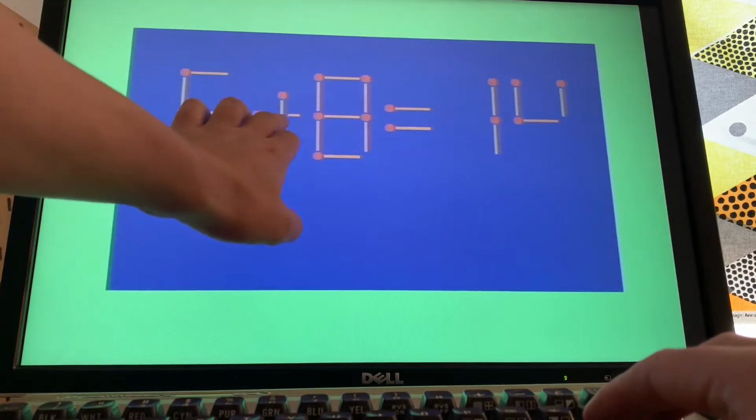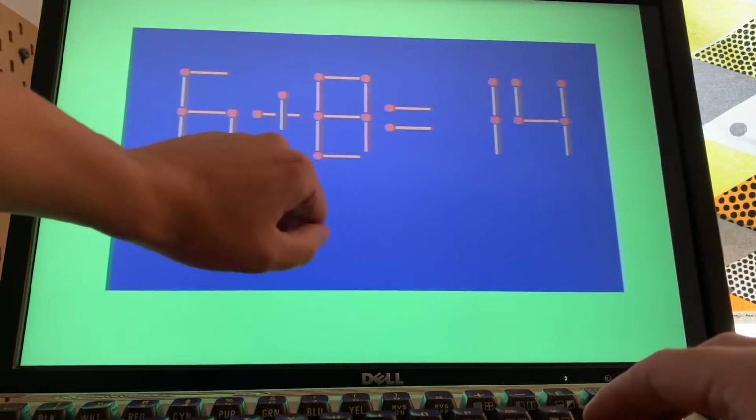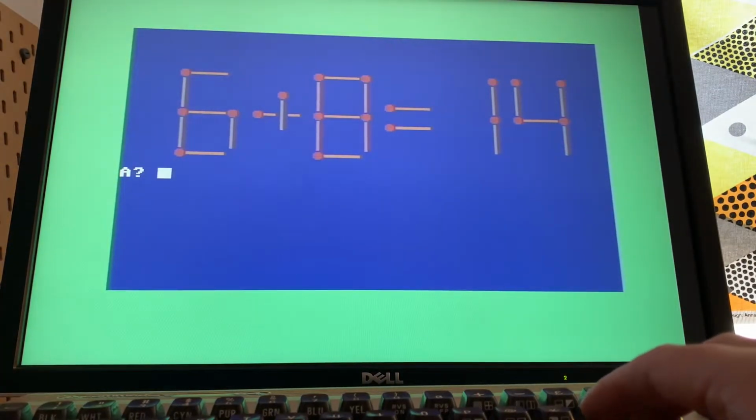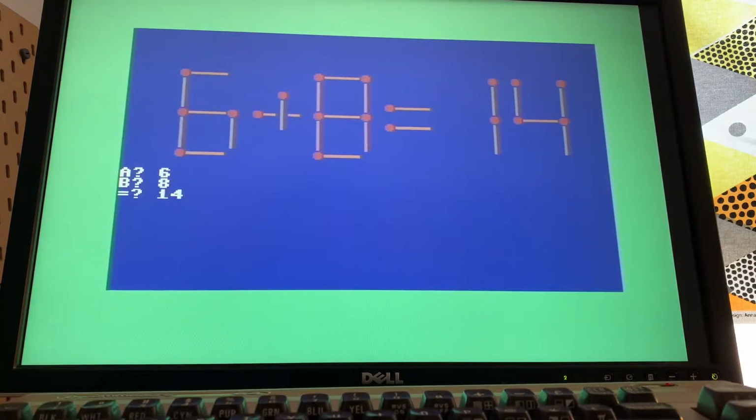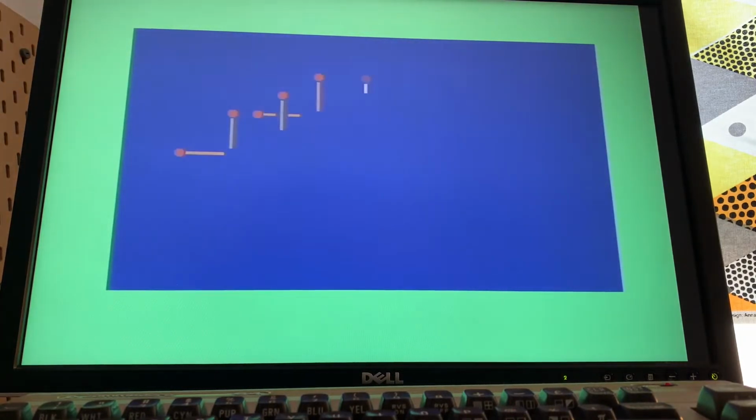I think that you are not able to move the signs. Only the digits can be moved. 6 plus 8 is 14. This is actually correct. I don't know if I can actually leave it like this? Yeah, that was actually correct. Probably the game tried to force me to move one stick still, but the algorithm I wrote actually also takes this option into account. I'm going to talk about it later.